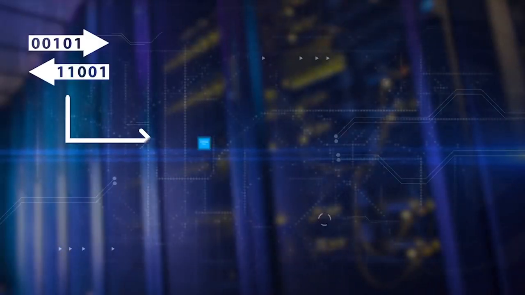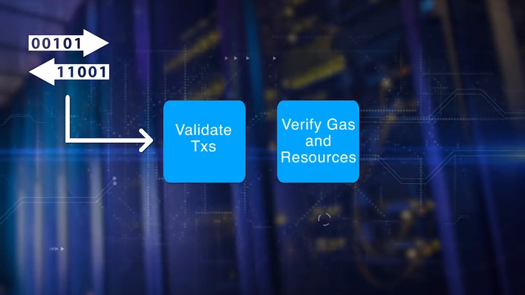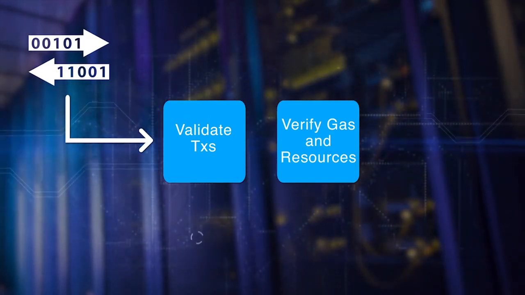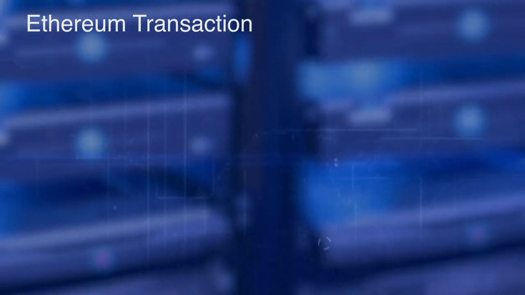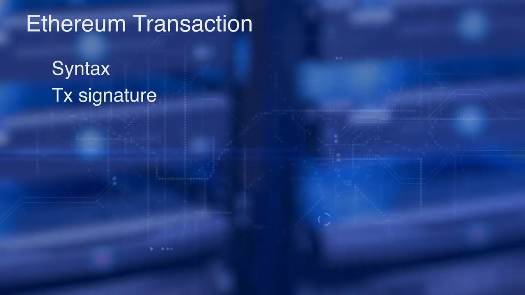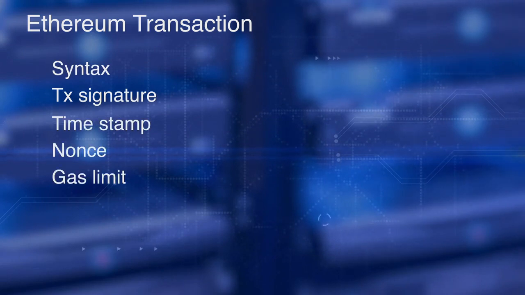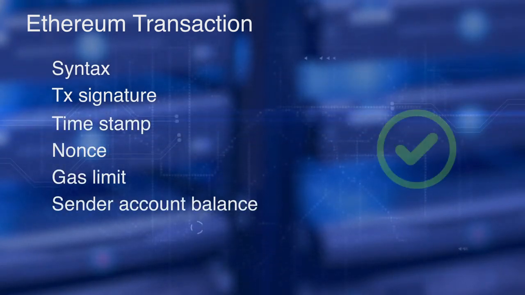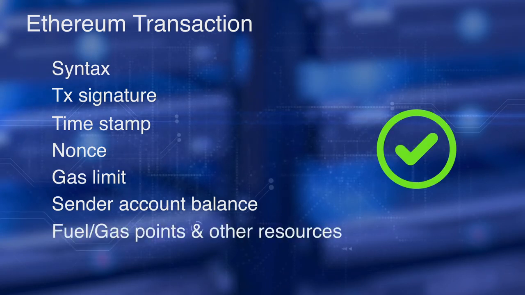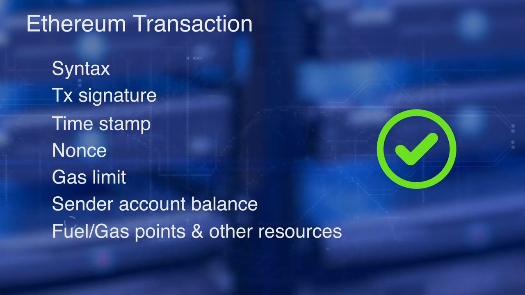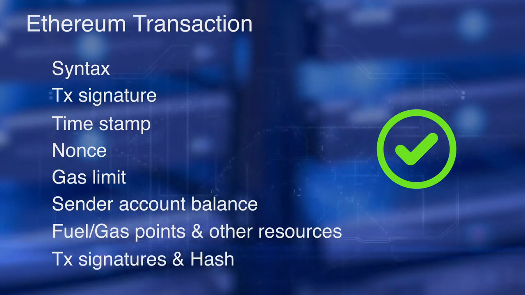Steps 1 and 2 are validate transaction and check resources. In the case of Bitcoin, there are about 20 criteria that are to be checked before a transaction is validated, as discussed in Module 1. Similarly, in the case of Ethereum transaction, the syntax, the transaction signature, timestamp, nonce, gas limit, and sender account balance are validated before execution. The fuel or gas points and other resources available for smart contract execution are also validated. Transaction signatures and hash are also verified.